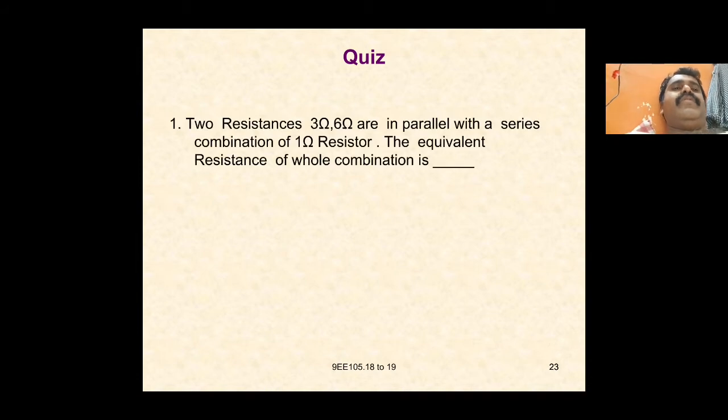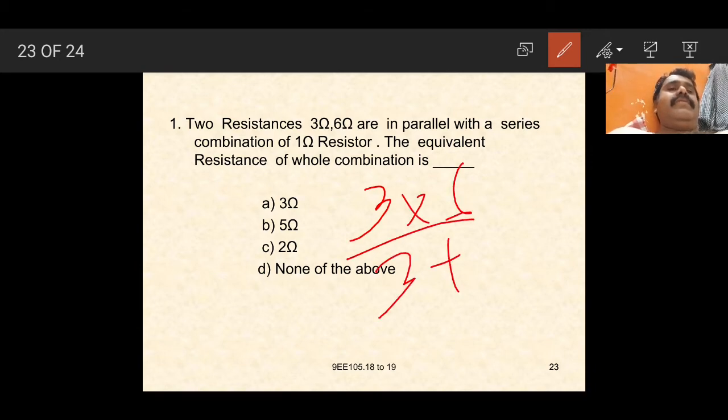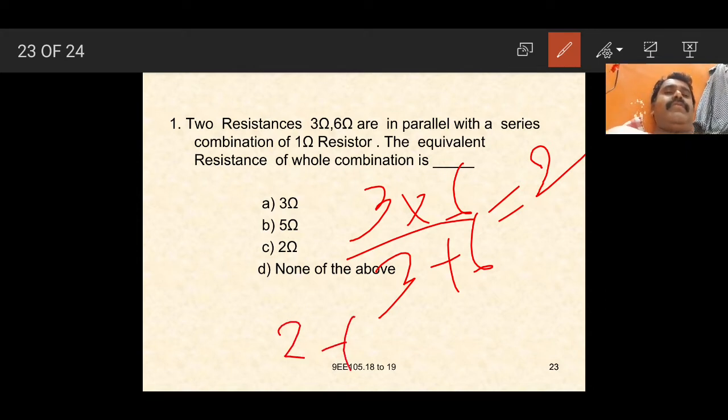Two resistances of 3 ohms and 6 ohms are connected in parallel, in series with a 1 ohm resistor. The equivalent resistance of the whole combination is: 3 ohms, 5 ohms, 12 ohms, or none of the above. Connected in parallel, we do the parallel combination, 3 into 6 by 3 plus 6, which is 18 by 9, equal to 2 ohms. This combination comes in series with the 1 ohm resistor, so 2 plus 1 is equal to 3 ohms.